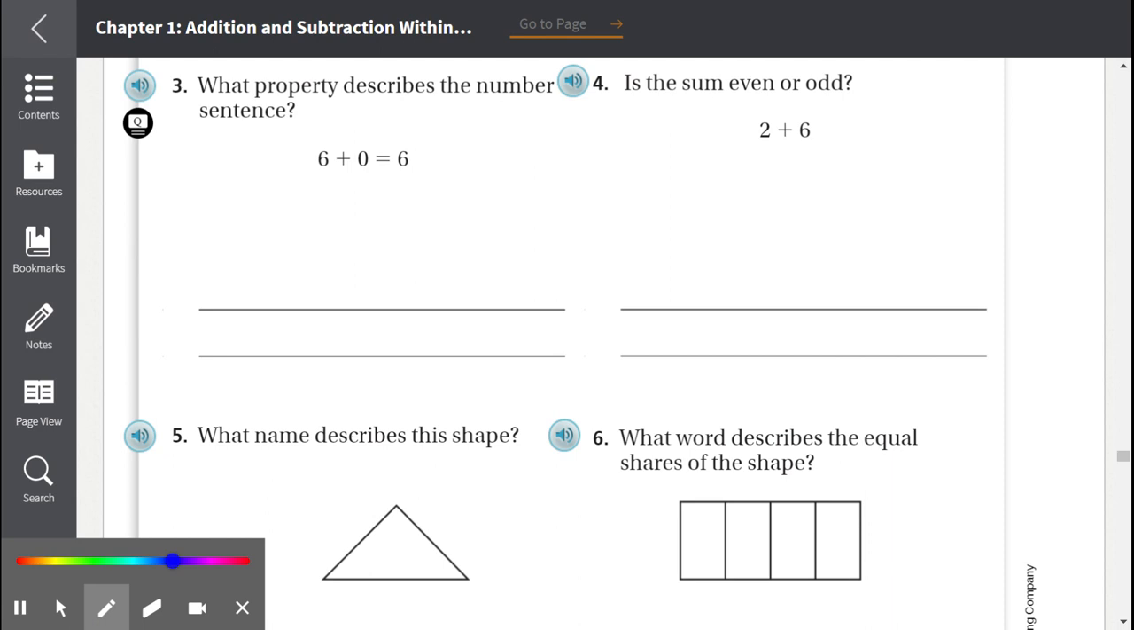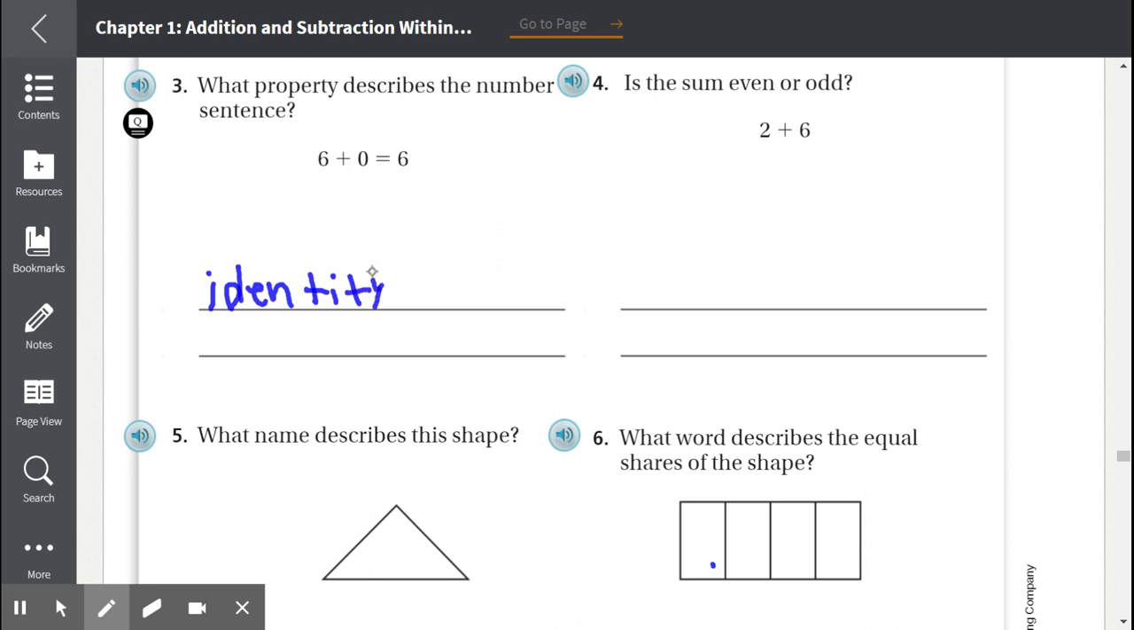Number 3. What property describes the number sentence? 6 plus 0 equals 6. That is the identity property of addition. So that means 6 plus 0 equals 6. So whenever you add a number to 0, it will always be that number.